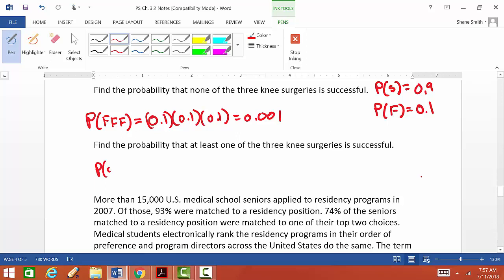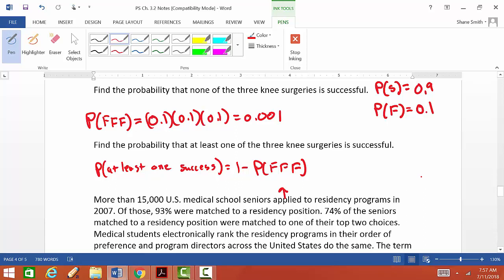If we want to find the probability of at least one success, we have to do 1 minus, because this is the complement of all failing. And this is a very useful concept, because the probability of at least one success is 1 minus the probability of all 3 of them failing.